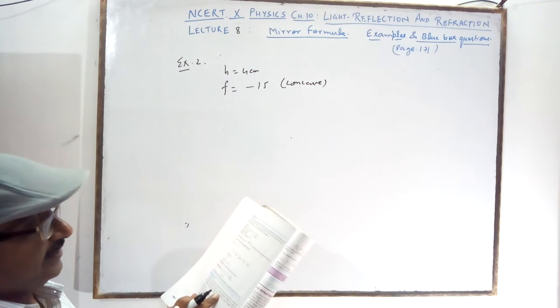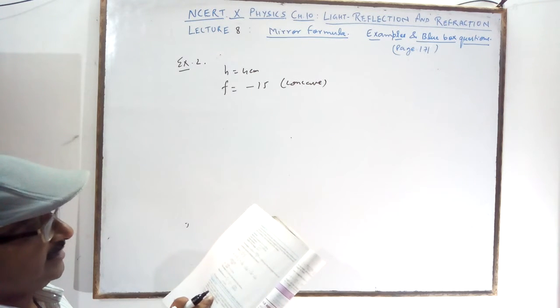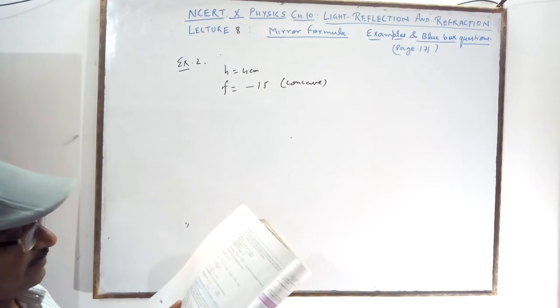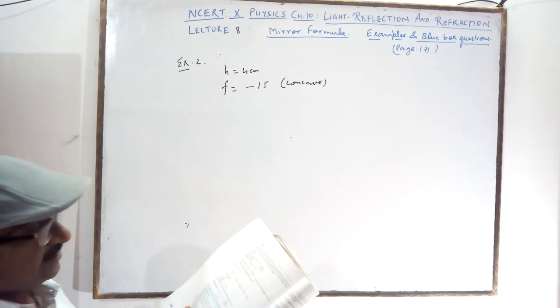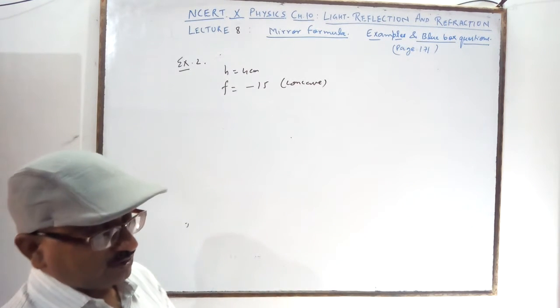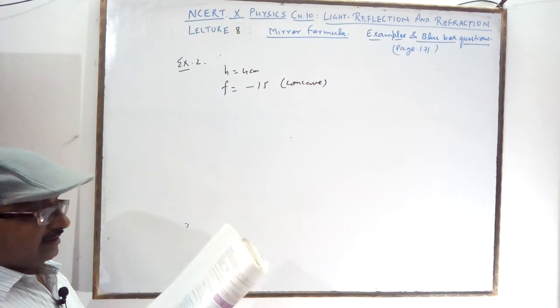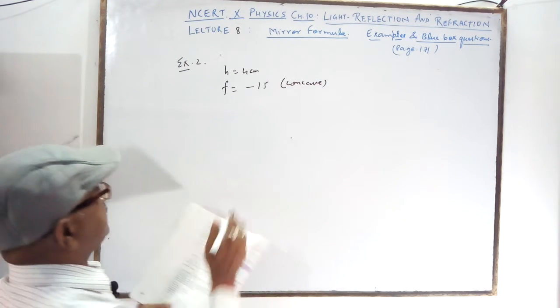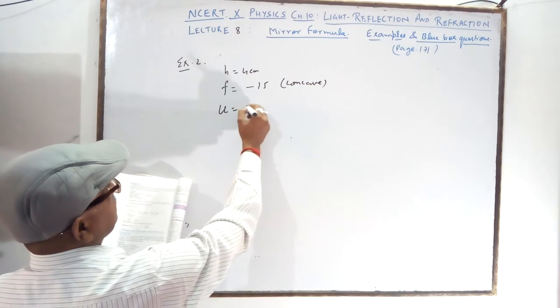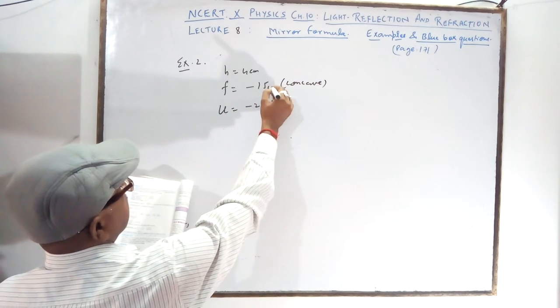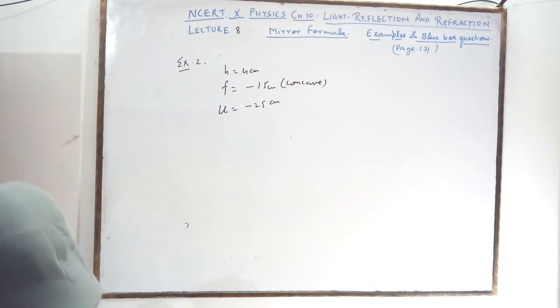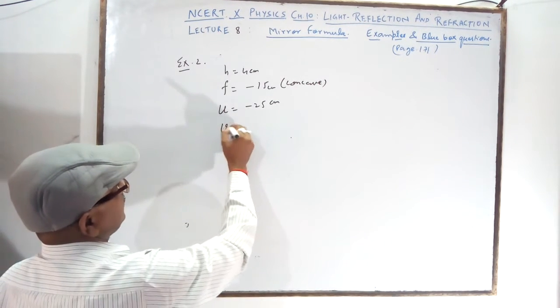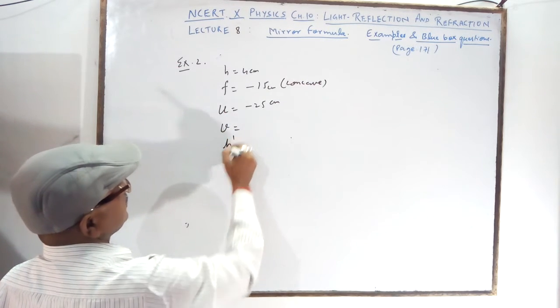And it is also given at what distance the object should be placed, so that the mirror obtains a sharp image. Find the nature and size of the image. So it is placed at 25 centimeter. U is also given, U is minus 25 centimeter. Object distance is given. You want to find out the image size. You want to find out V and you want to find out H dash.